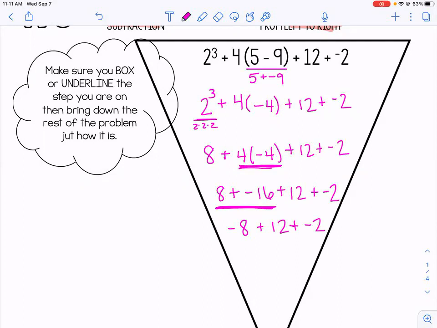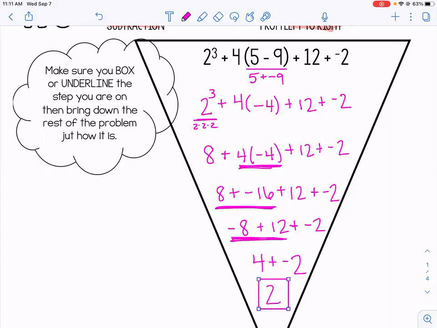All right, so we're going to keep going left to right. Now I have negative 8 plus 12. Negative 8 plus 12 is 4. And now I have 4 plus negative 2. And 4 plus negative 2 gives us 2.